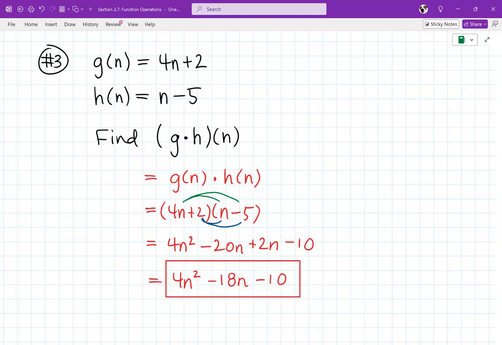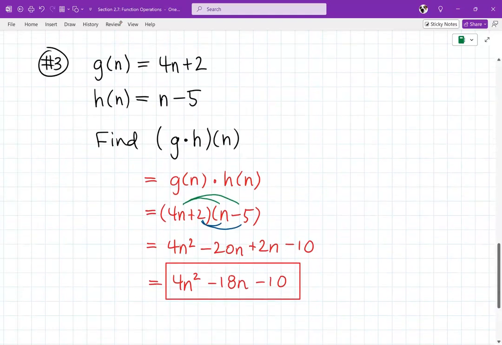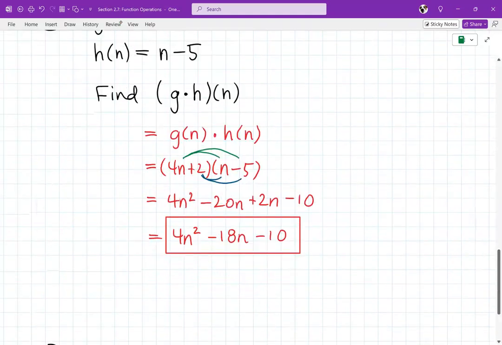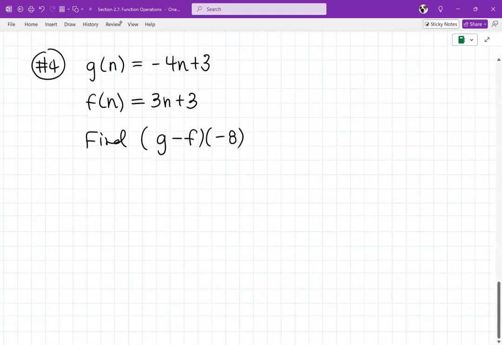I think the first 3 examples are like the hardest ones that you'll probably do. Are we okay with this one? All right, so here we go.